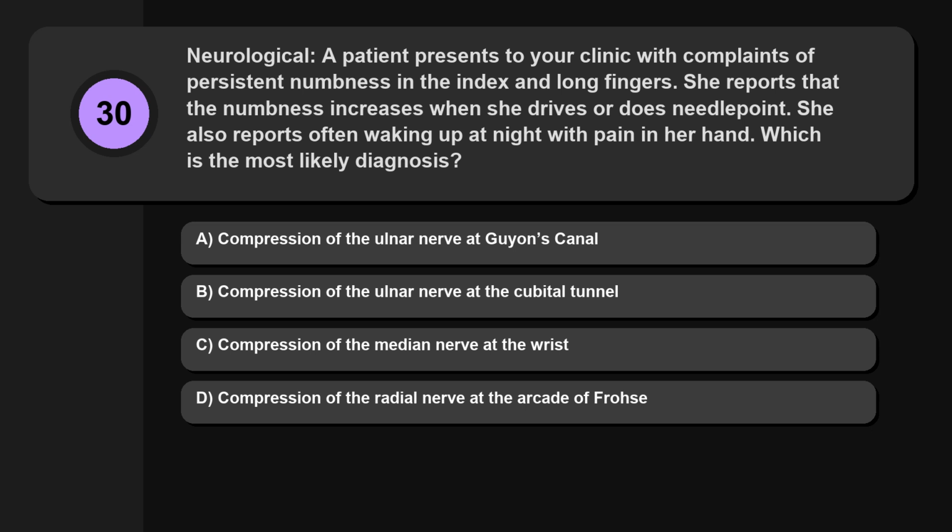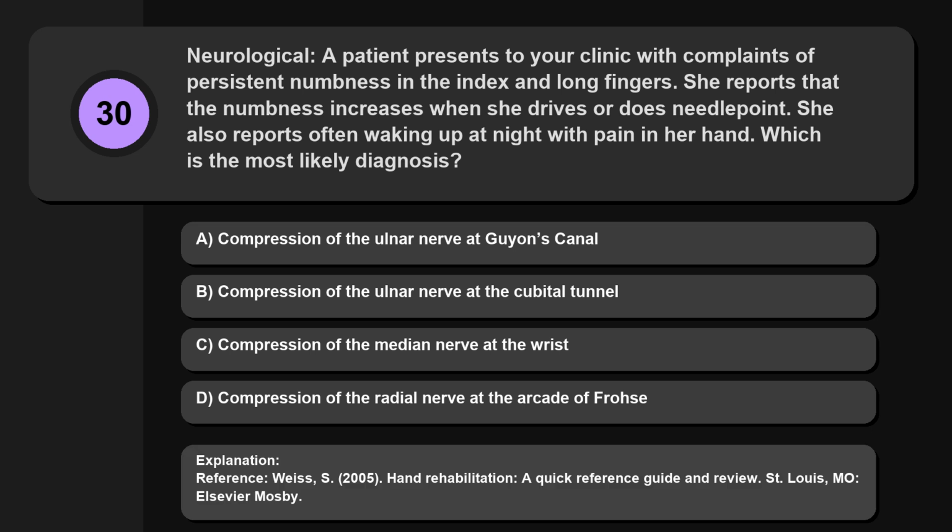Option A. Compression of the ulnar nerve at Guyon's Canal. Option B. Compression of the ulnar nerve at the cubital tunnel. Option C. Compression of the median nerve at the wrist. Option D. Compression of the radial nerve at the arcade of Frohse. The correct answer is option C. Reference: Weiss, S. 2005. Hand Rehabilitation, A Quick Reference Guide and Review. St. Louis, Missouri, Elsevier Mosby.